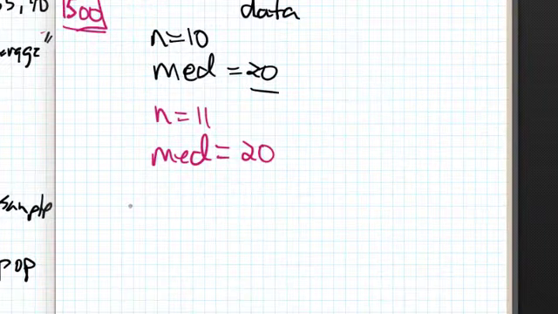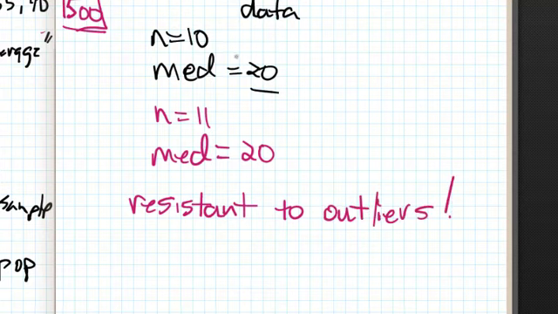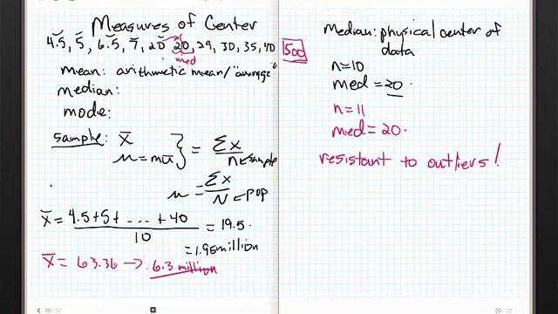The median is referred to as resistant to outliers. In other words, outliers don't pull the median, notice 20 to 20, versus 19.5 to 63.36, the way that an outlier can pull the mean. The median is a really, really powerful measure of center for that reason.